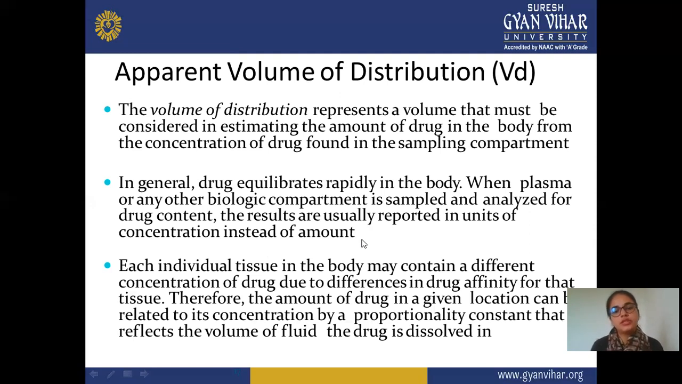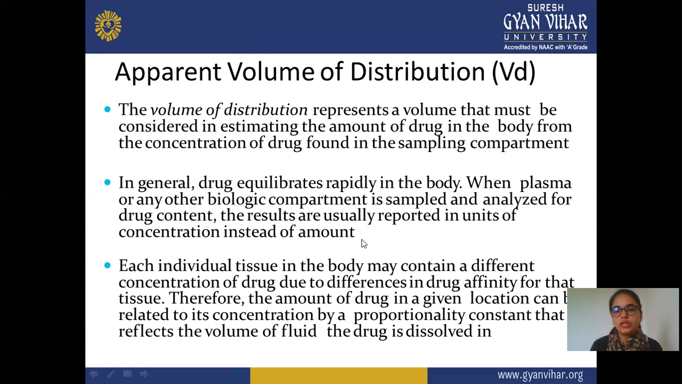And each individual tissue in the body may contain a different concentration. Throughout your body there is no single same concentration; the concentration of a drug may vary. It is obvious, because the drug is not uniformly accumulated throughout your body, or it may flow out. So there may be variation in the drug present according to the various tissues.